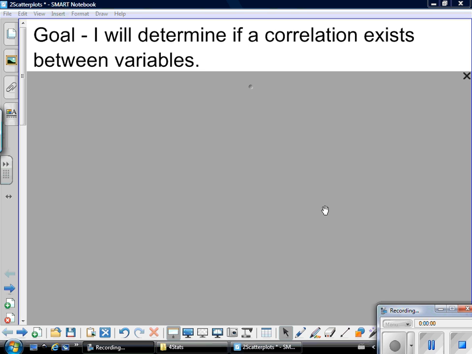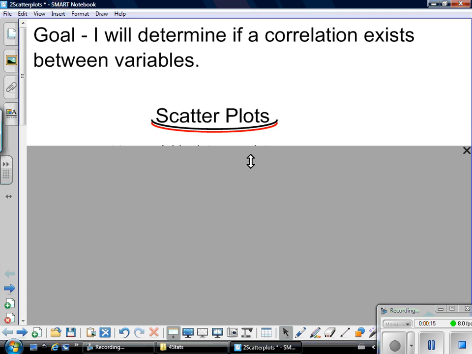Okay, today what we're looking at is determining if a correlation exists between variables. So in other words, is there actually a relationship between two variables or not? And sometimes that's a little bit difficult to tell. All right, so the first thing we're going to look at obviously is scatter plots. And again, you're getting quite good at them, so this shouldn't be that difficult, hopefully.